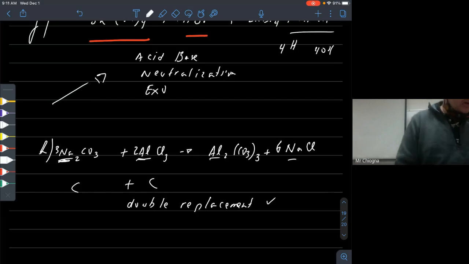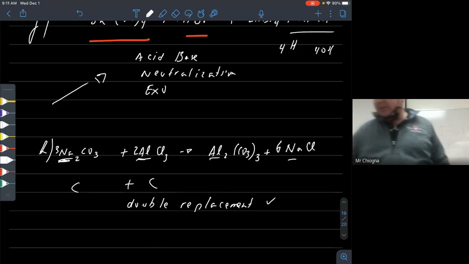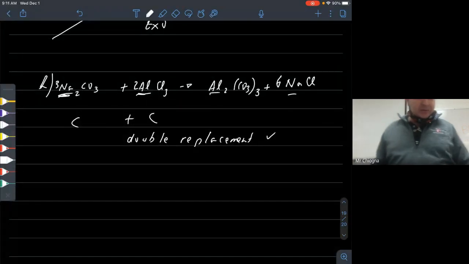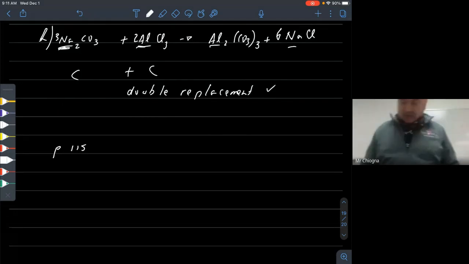Okay, so here's, let's flip to page 115. This is predicting the products. You basically know how to do it, but I'm going to give you some clues. I'm going to give you clues for this page, and then you're going to complete it, classify it, do the same thing, and then balance it.